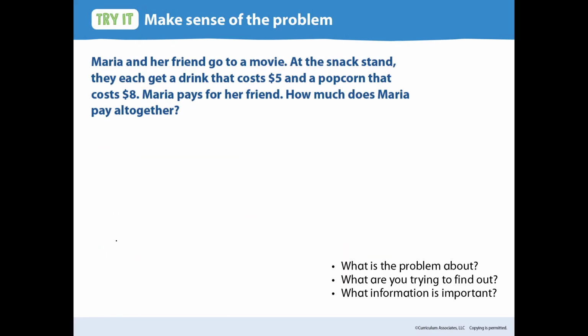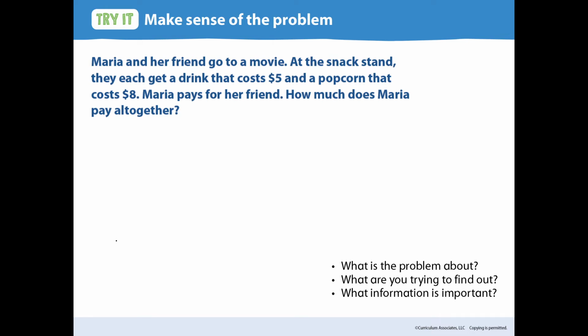Hey, try it. This is at the top of page 627 in your book. Maria and her friend go to a movie. At the snack stand, they each get a drink that costs $5 and a popcorn that costs $8. Maria pays for her friend. How much does Maria pay altogether? This is where you pause and find your solution, then press play to check your work.